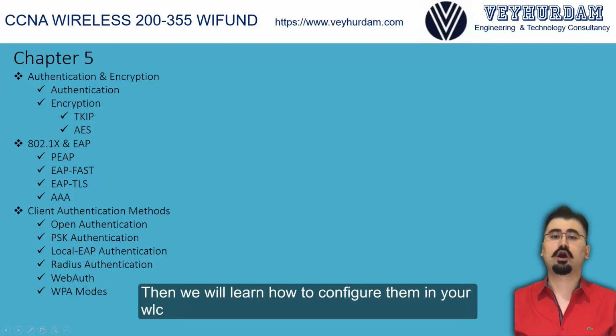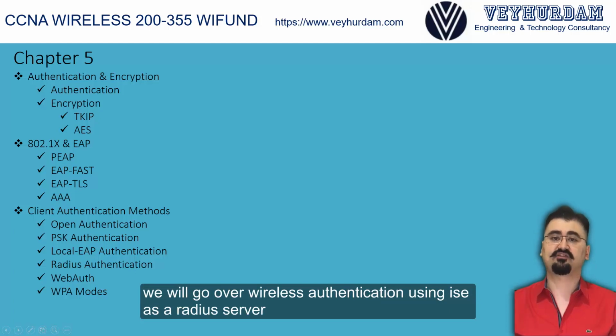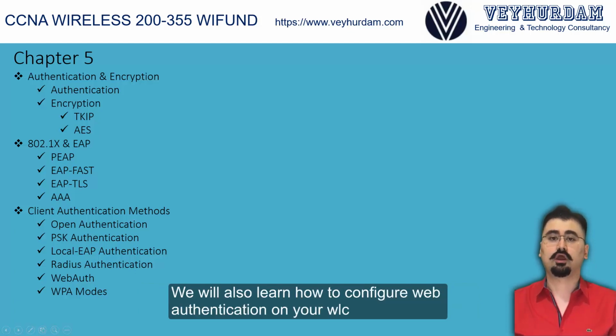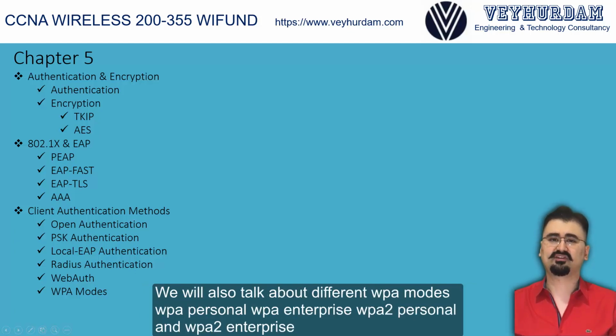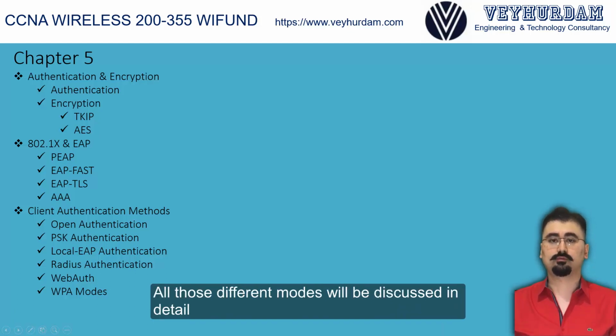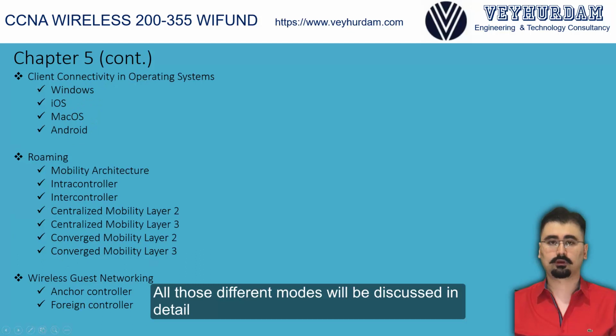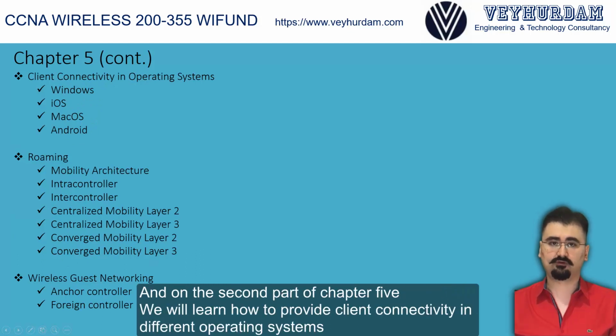Then we will learn how to configure them in your WLC. We will go over wireless authentication using ISE as a RADIUS server. We will also learn how to configure web authentication on your WLC. We will talk about different WPA modes: WPA Personal, WPA Enterprise, WPA2 Personal, and WPA2 Enterprise. All those different modes will be discussed in detail. And in the second part of Chapter 5, we will learn how to provide client connectivity in different operating systems.